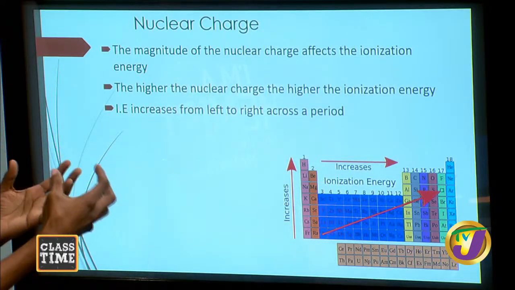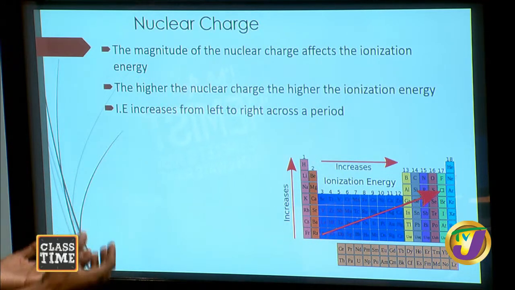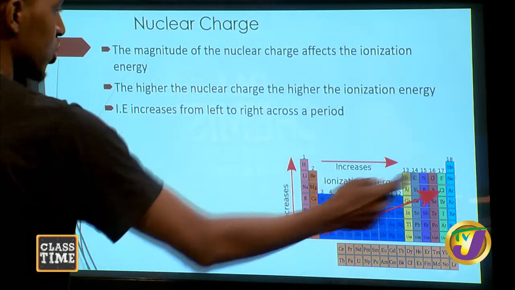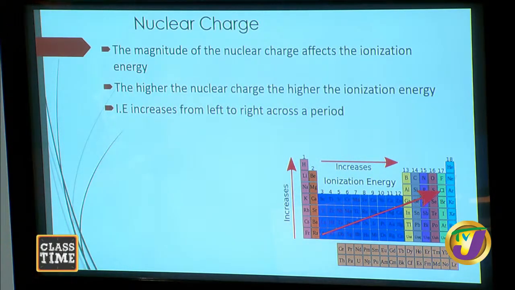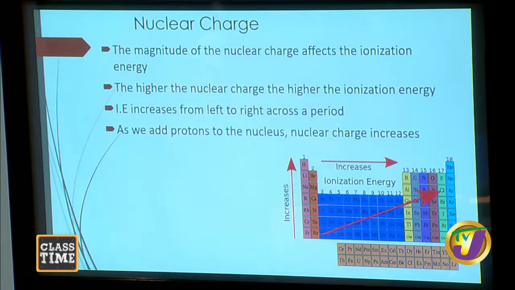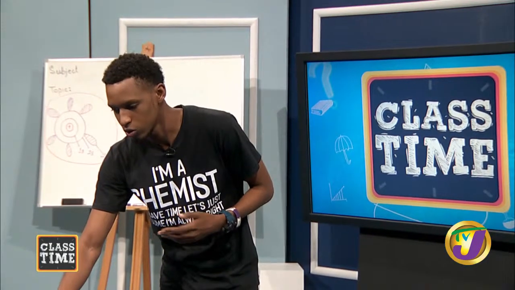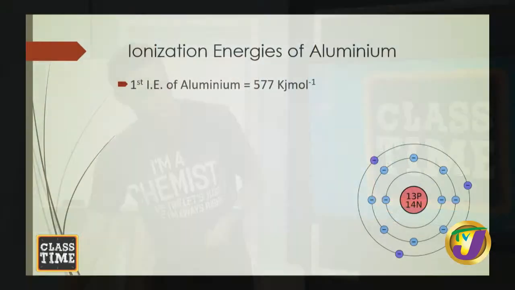Therefore, since the nucleus is a lot more positive, it can hold on to the electrons a lot stronger. Thus, it would be harder to lose those electrons. Therefore, the ionization energy would increase. And that just says, as we add protons to the nucleus, the nuclear charge increases. Now, let's take a look at aluminum.